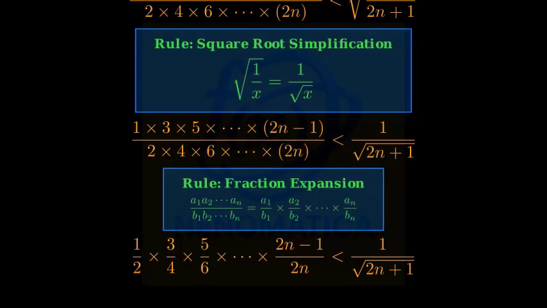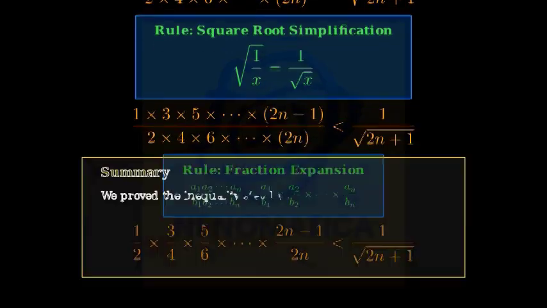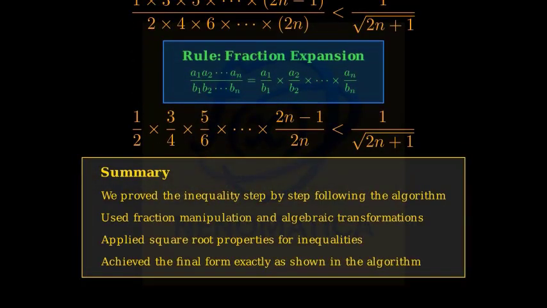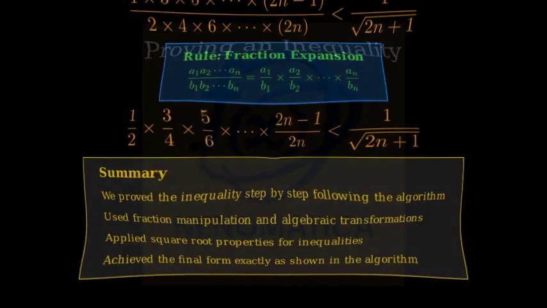Let's summarize what we've accomplished in this proof. We started with a complex inequality involving products of odd and even numbers. We simplified both sides step by step, applied various algebraic rules, and eventually arrived at our final result. This technique of systematic transformation is powerful for proving complex inequalities.